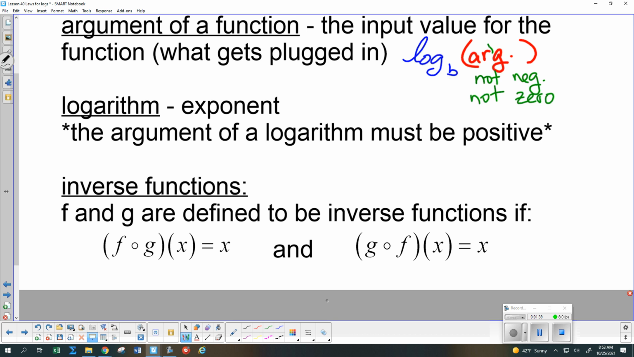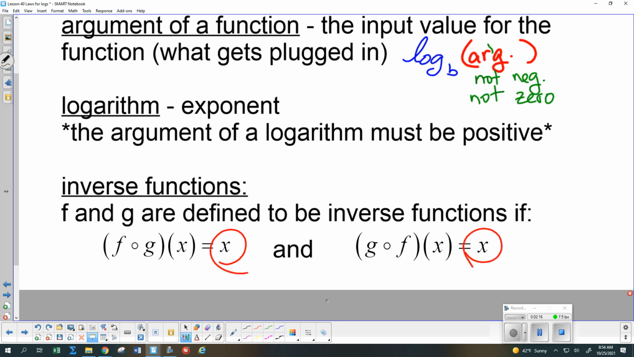Also, inverse functions undo each other. We start with x, we do one function, the inverse undoes it and gets us back to the x that we started with. And it has to work both ways. So you're going to be seeing homework problems that say, verify that they're inverses. Show whether they are or are not inverses. You do not take one of them and switch y and x and solve. You show both compositions, f of g and g of f, and show that you get x both times.